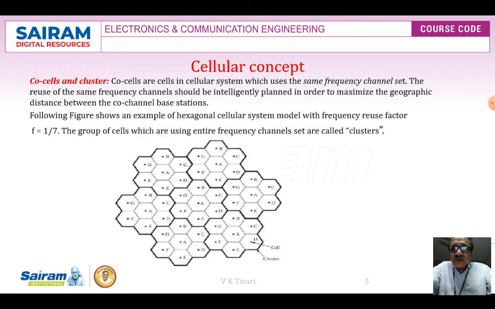The cells in the cluster are defined as A, B, C, D, E, F, G. So what is happening is that the same frequency assigned to this cell cannot be used in adjacent cells, but it can be reused in the coverage area of the transmitter or base station farther away. This is different from the adjacent ones. This is called the reuse factor.